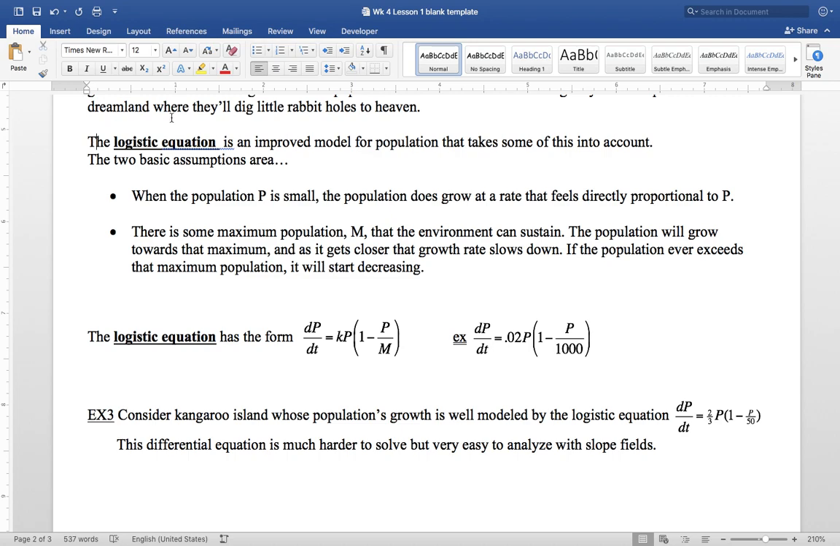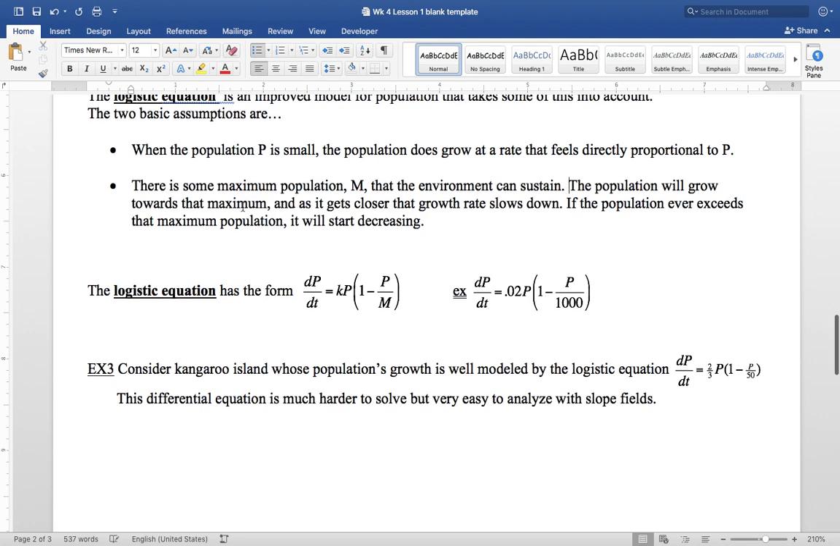Okay, so the logistic equation is an improved model for population that takes some of this into account. The two basic assumptions are, it's a typo, should say are: when the population P is small, the population does grow at a rate that is directly proportional to P. However, there is some maximum population M that the environment can sustain. This is sometimes called the carrying capacity, which you might remember from biology. The population will grow towards that maximum, but as it gets closer, the growth rate starts to slow down. And if the population ever exceeds that maximum population, then it will start decreasing.